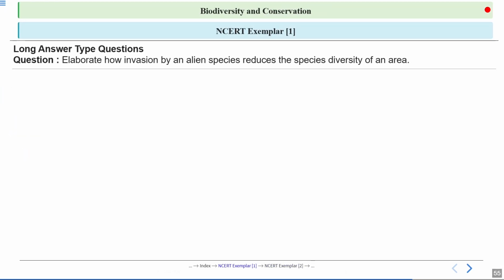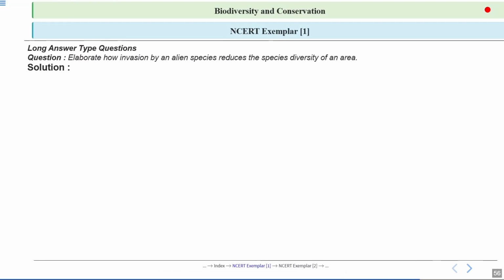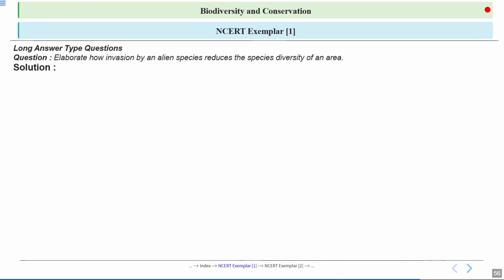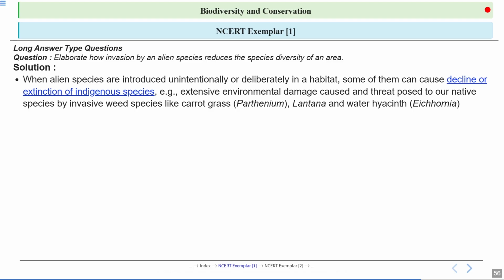Okay, let's discuss long answer type questions. So, the question is: elaborate how invasion by an alien species reduces the species diversity of an area. Let's have a look at the answer. When alien species are introduced either by accident or on purpose, they can harm native species and disrupt the ecosystem. These invasive species like Parthenium, lantana, and water hyacinth grow rapidly and take over natural habitats, leading to the decline or extinction of local plants and animals.